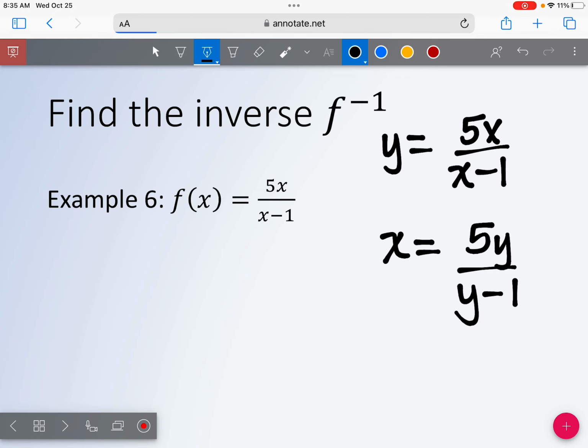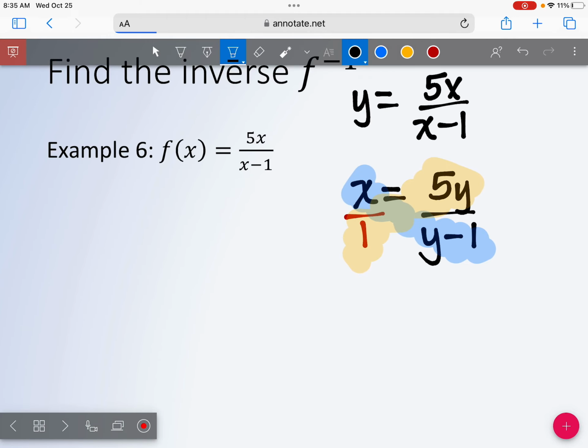So we're going to start off by cross multiplying. I'm going to take x times x minus 1 and then 5y times 1. So I'll have x times y minus 1 equals 5y.